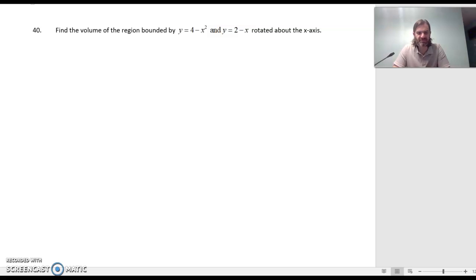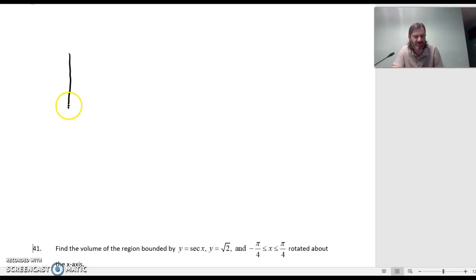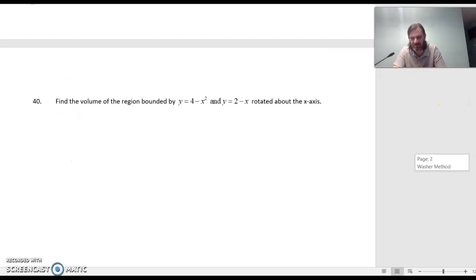Alright, got a volume problem here. It says find the volume of the region bounded by y equals 4 minus x squared and y equals 2 minus x, and it's rotated around the x-axis. So the best thing to do is just go ahead and start drawing this out. It's not necessary, but it won't hurt.